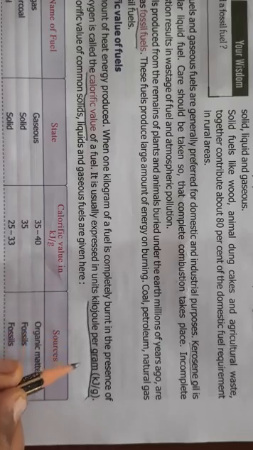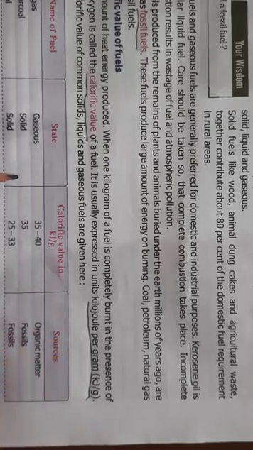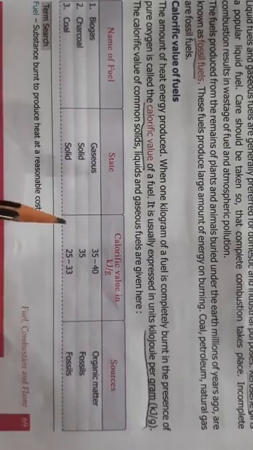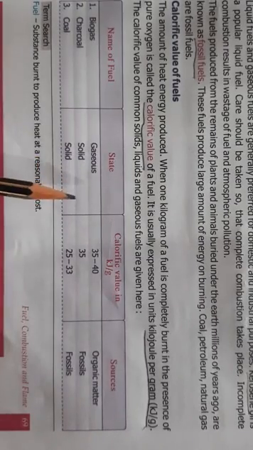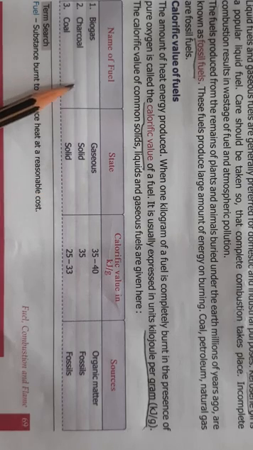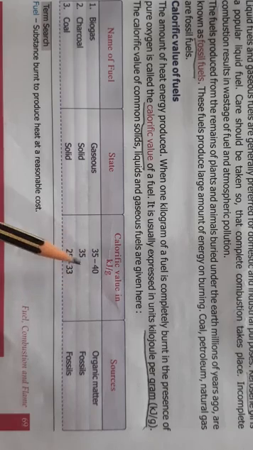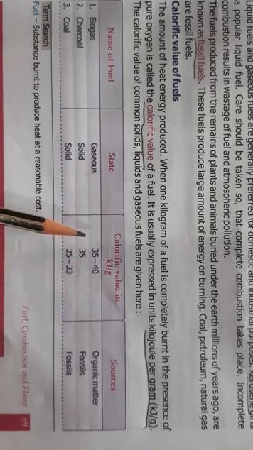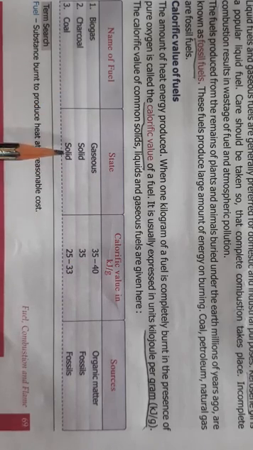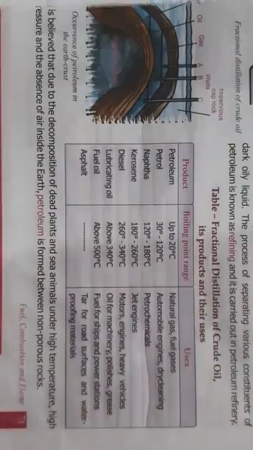Here, see children, in the table some calorific values of some common solid, liquid and gaseous fuels are given. For example, biogas is found in gaseous state, and its calorific value is between 35 to 40 kilojoules per gram. Then coal is a solid fuel. What is its calorific value? It is between 25 to 33 kilojoules per gram.